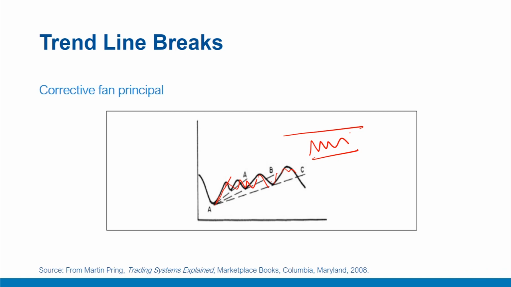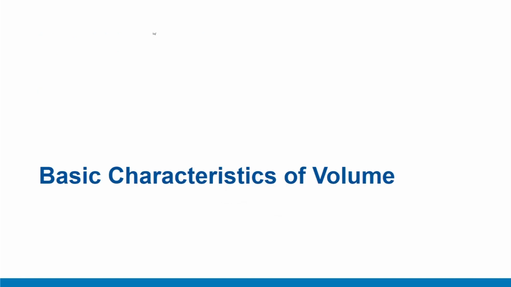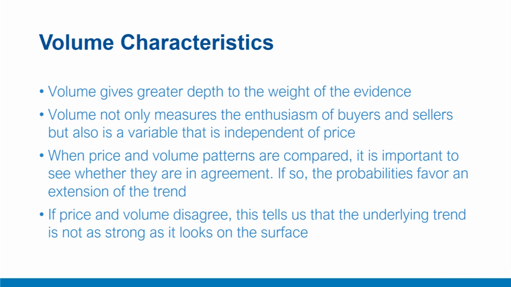In this video, we'll discuss the basic principles of interpretation with volume. Volume has certain specific characteristics with a given trend. For example, it gives greater depth to the weight of evidence. Volume not only measures the enthusiasm of buyers and sellers, but it is also a variable that is independent of price in capturing the arrival of information.